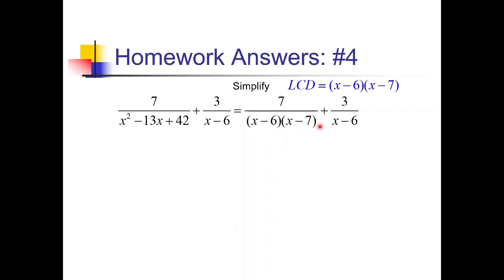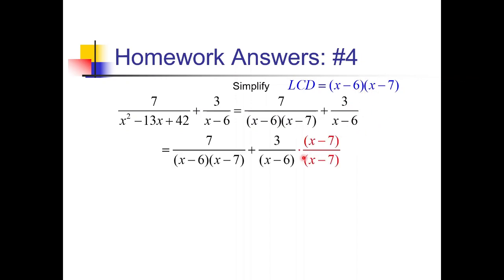Taking a look now at my fractions and what each one is missing for the denominator, this left fraction is actually already complete, which is pretty nice. But the second fraction is missing the x minus 7. So I'm going to multiply by x minus 7 over itself, a fancy form of 1. Now I've got a common denominator and I can merge these things together.